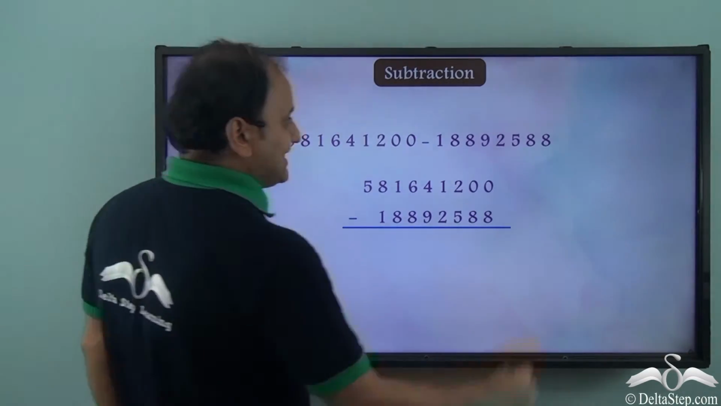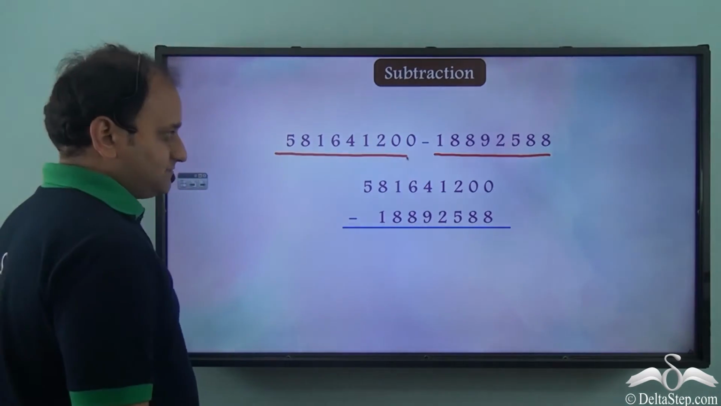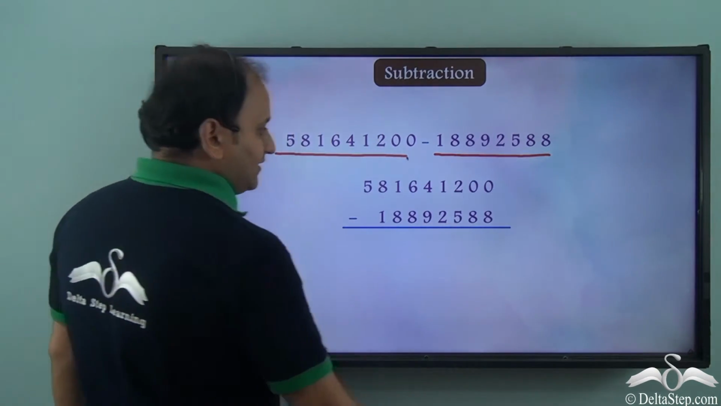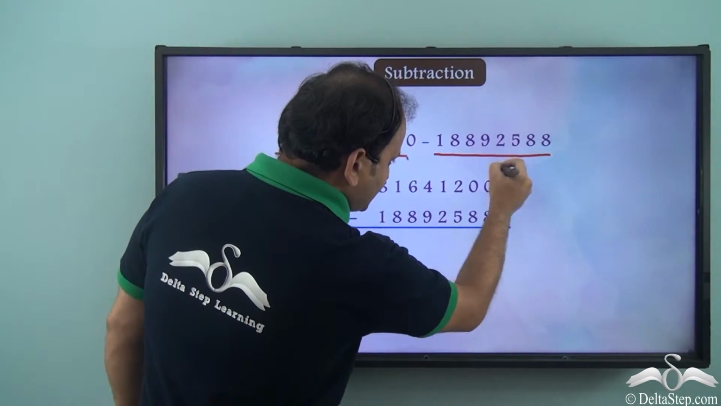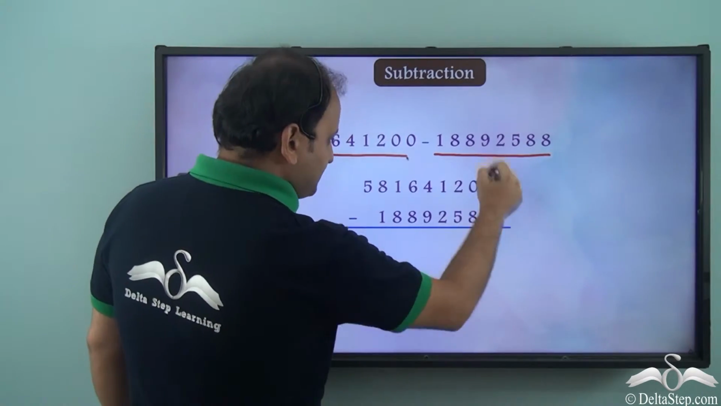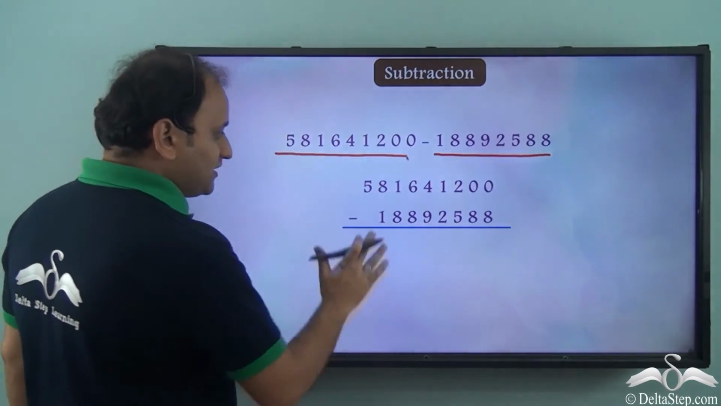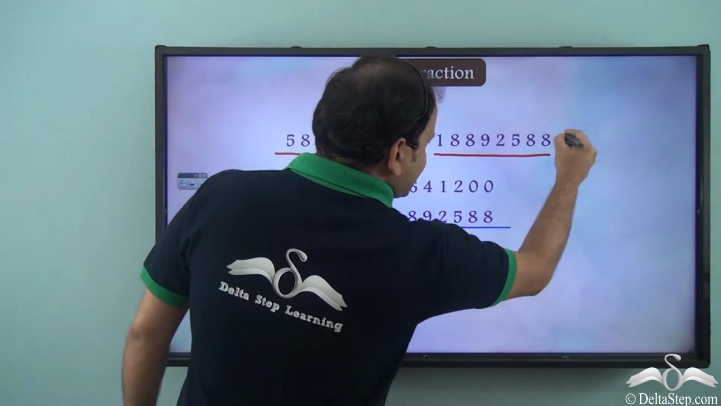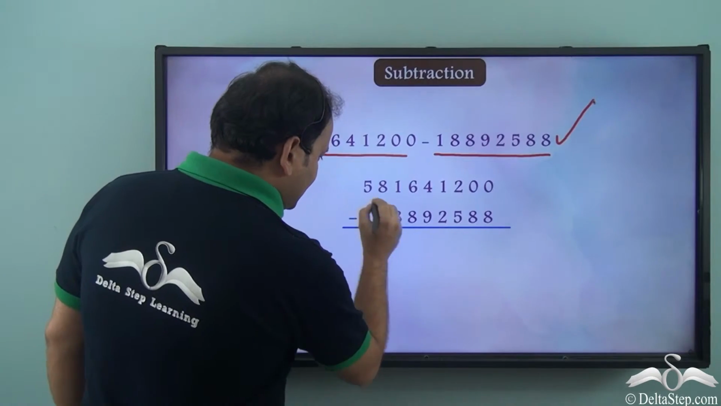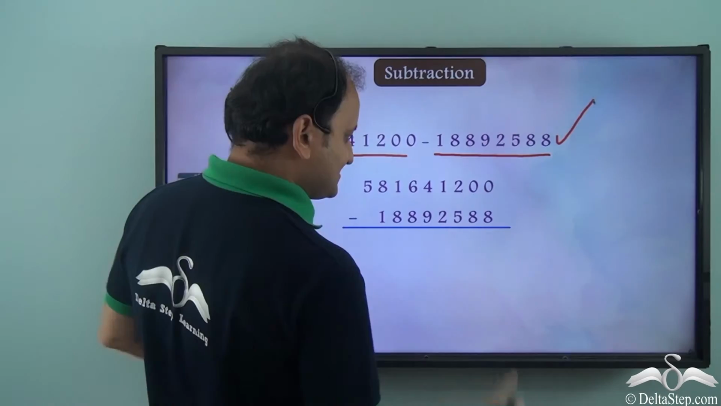Now you will notice that this is an 8-digit number and this is a 9-digit number. And when we place these two numbers, then we place units place digit below units place digit. Similarly, tens place digit is placed below tens place digit. And when you will place all these, you will notice that because this number is 1 digit less, as a result, here there is a vacant space. Now let's perform the subtraction.